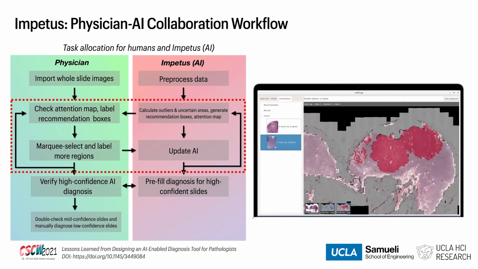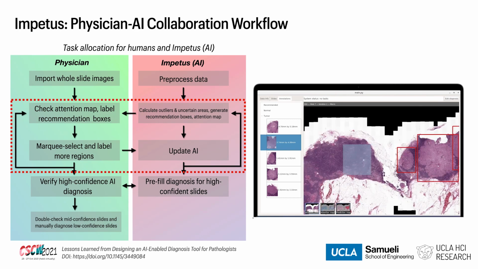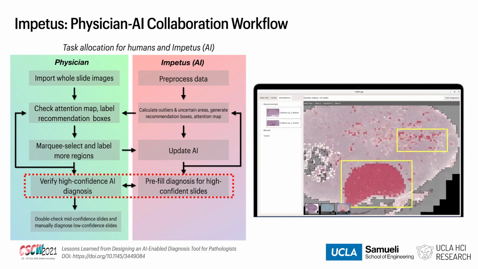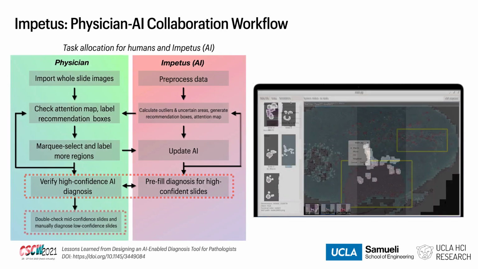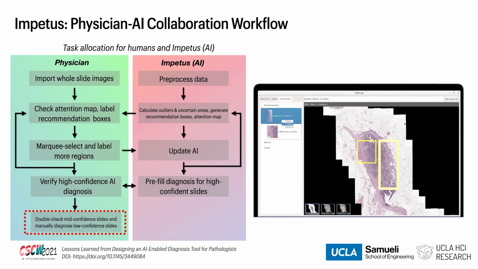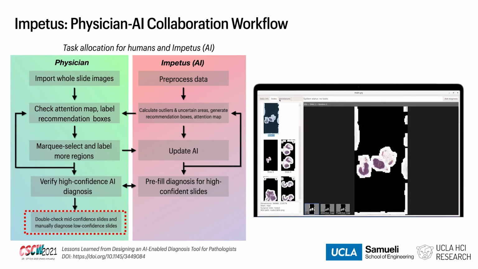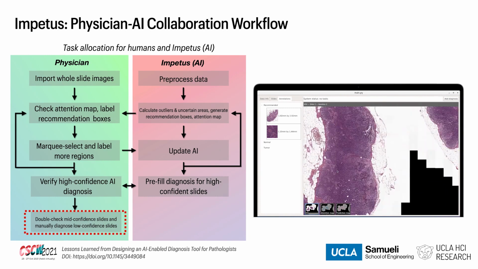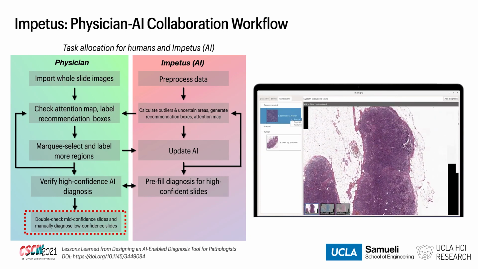Furthermore, Impetus can learn from pathologists' manually selected regions without forcing the user to mark a precise contour of a tumor region, which reduces the labeling burden of pathologists. As the pathologist annotates more cases, AI takes the initiative to diagnose slides where it feels highly confident. For mid-confidence slides, Impetus only provides a preview diagnosis suggestion for pathologists, who need to see the whole slide image to verify AI's recommendations. For the low-confidence slides, the AI almost becomes invisible, and the pathologist should proceed to finish the diagnosis task manually.